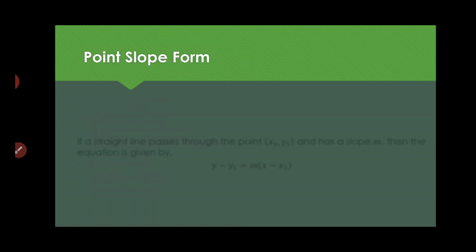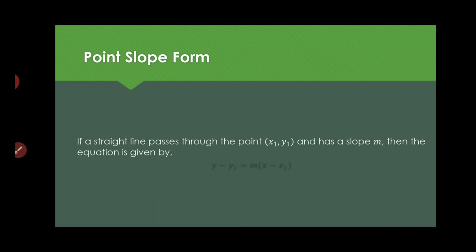To start with, point slope form, which is another basic form. If a point is given on the line, that is, we know that the straight line passes through that particular point, and we also know the slope of the line, then the equation of the line is given by y minus y1 equals m into x minus x1. m is the slope.